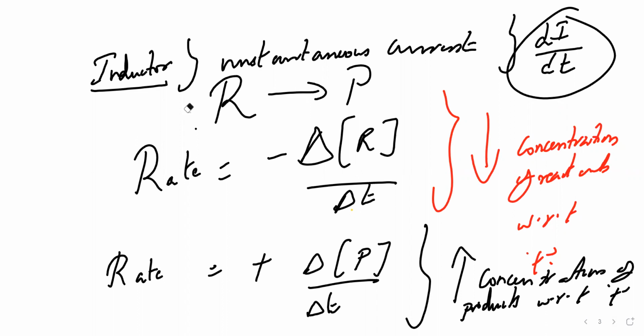There is nothing. R has no coefficient, and neither does P. So the rate is what? Obviously, the rate is directly proportional to the initial concentration. So to move from reactants to products, this is basically my dR by dt. This is nothing but my minus dR by dt. Correct or not?